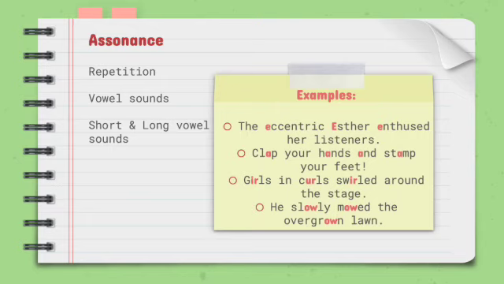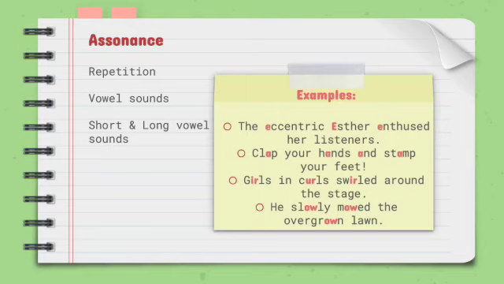Short vowel sounds may create a mood of speed, vitality, joy, or suspense. We see in the second example here, clap your hands and stamp your feet. The A sound is being repeated in this example and is not necessarily at the beginning of the word. Long vowel sounds slow down the pace and temper the mood.